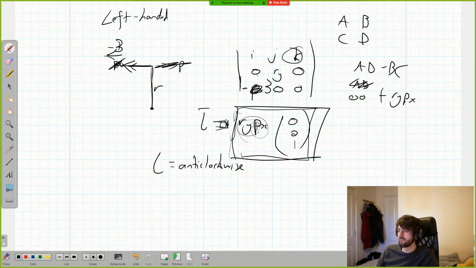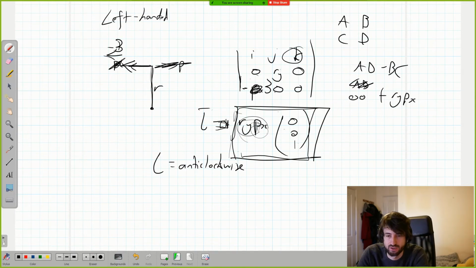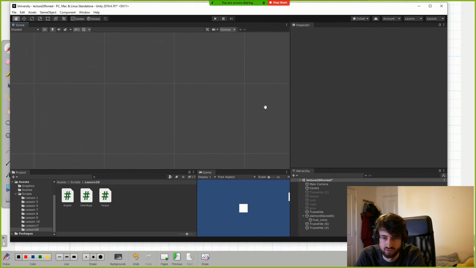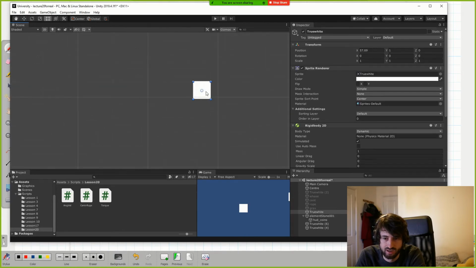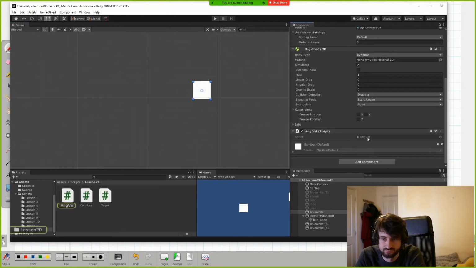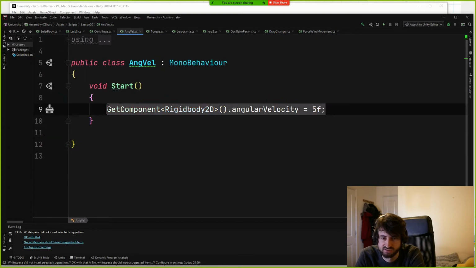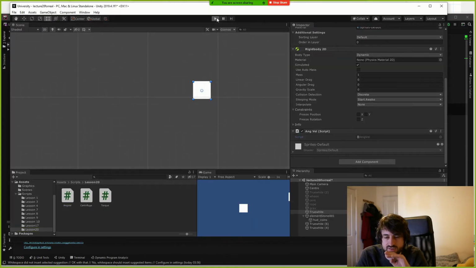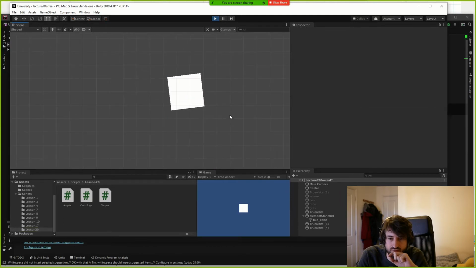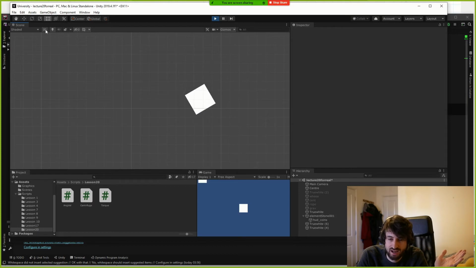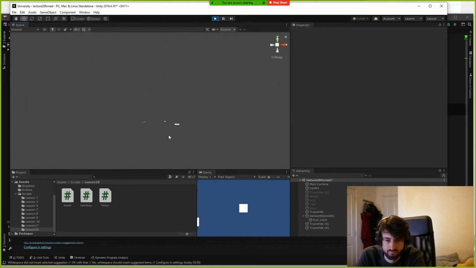And that is the important thing about that: it depends on your coordinate system entirely, because if we go in Unity and look at this thing, I've given it an angular momentum, or I just gave it an angular velocity immediately. See how it's spinning left? It's going to spin left. Let's imagine we were in a right-handed engine.